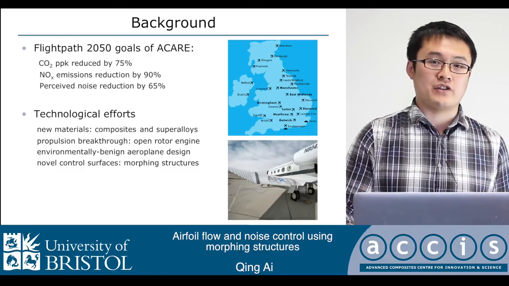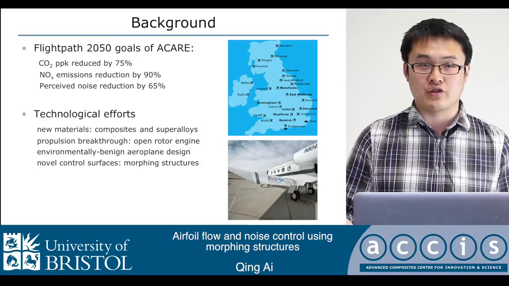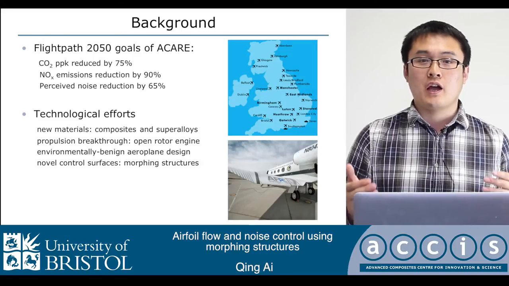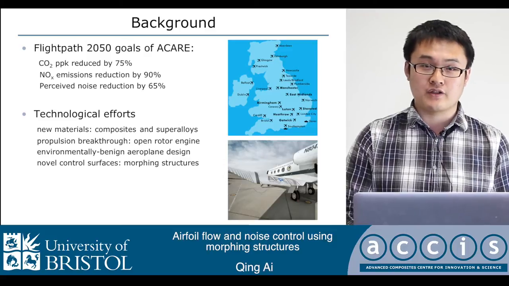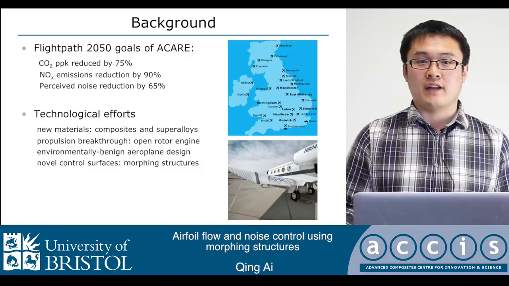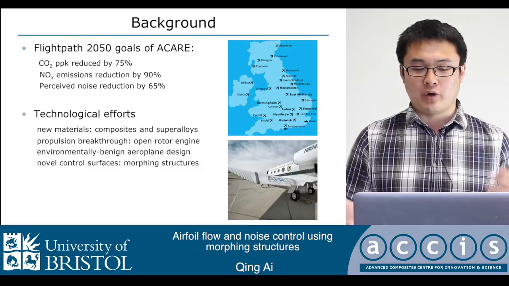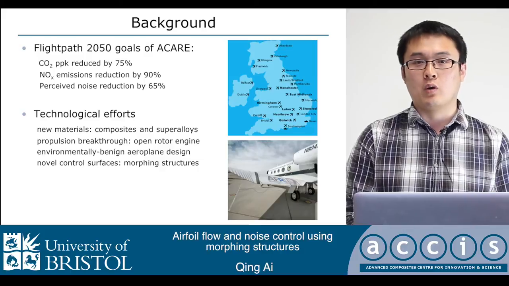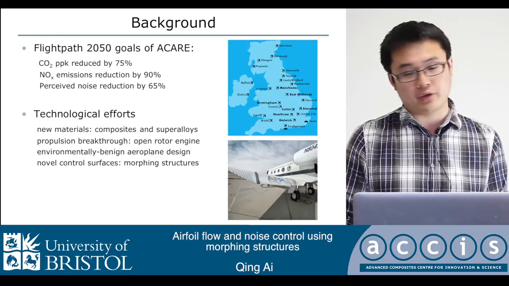To deliver such ambitious targets, we need to advance the technology. Efforts include the development of new materials, including composites and superalloys, or a new design philosophy for the engines and aircraft themselves. Particularly, lots of people are interested in novel high-performance control surfaces, like the morphing structures I'm going to present.